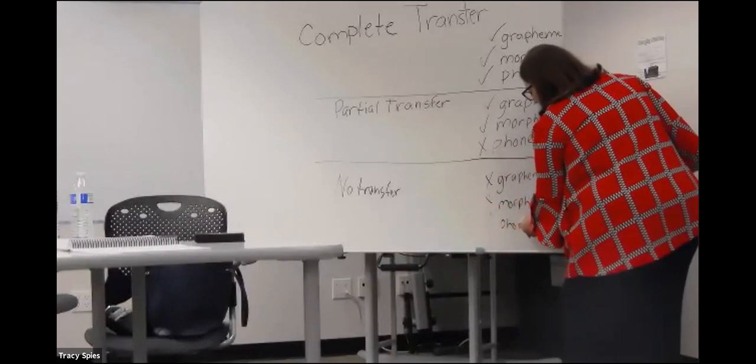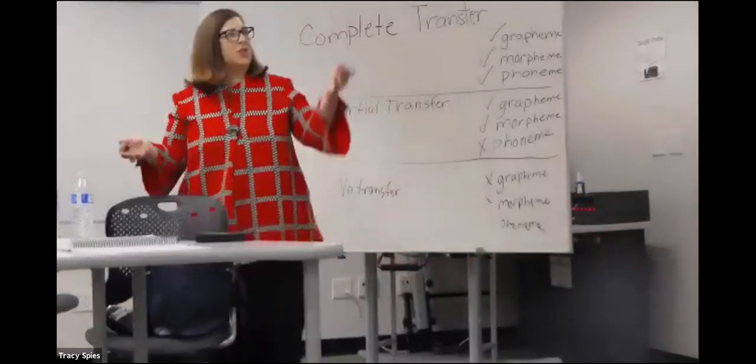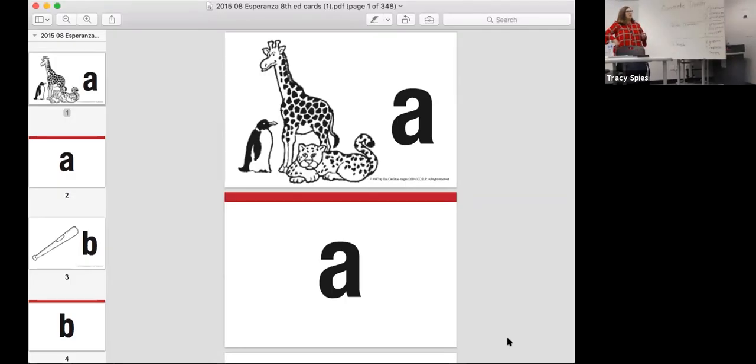So let's look first at the letter A. We have the letter A in English and Spanish. In Spanish, we say A, and our word in Spanish would be animales. In English, we would say A, and the word would be animals. So in Spanish, we say A, in English, we say A. That would go here under partial because we have that letter, that symbol, but the sound changed.